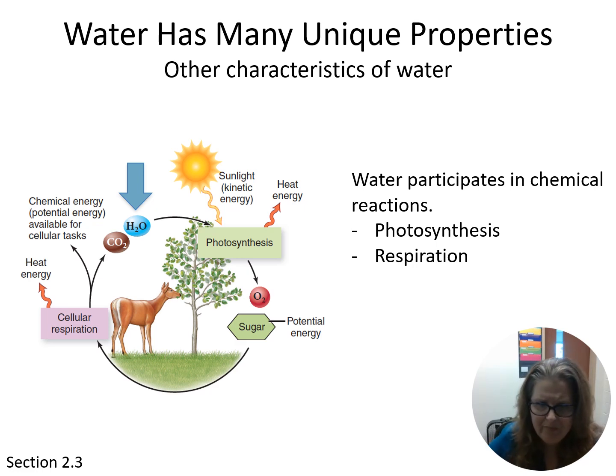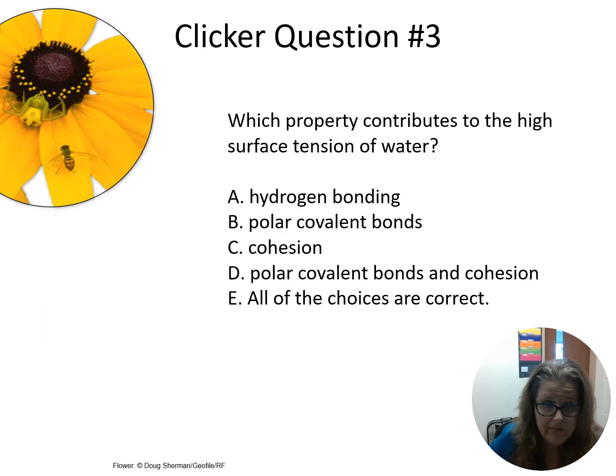So water participates in various chemical reactions. Two big ones we're going to talk about: photosynthesis and cellular respiration. It is an input for photosynthesis, and it is an output for cellular respiration, but very important for both in terms of being made or being used.